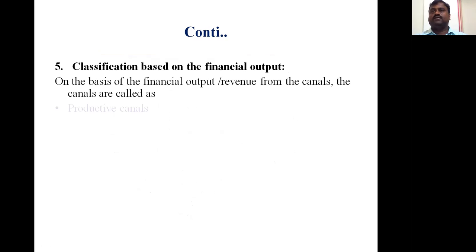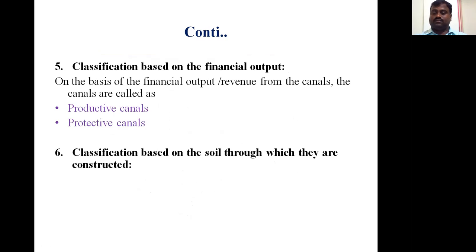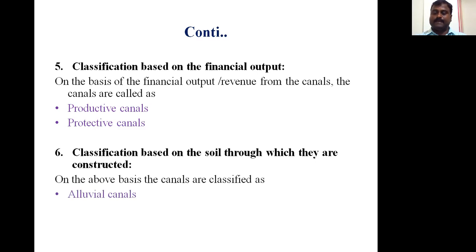The next classification we have is based on financial output, and on this basis the canals are classified into two types. One is productive canals, the other is protective canals. Productive canals generate revenue for the country after their construction, and protective canals are constructed during a famine situation, or to protect the area from a famine situation.